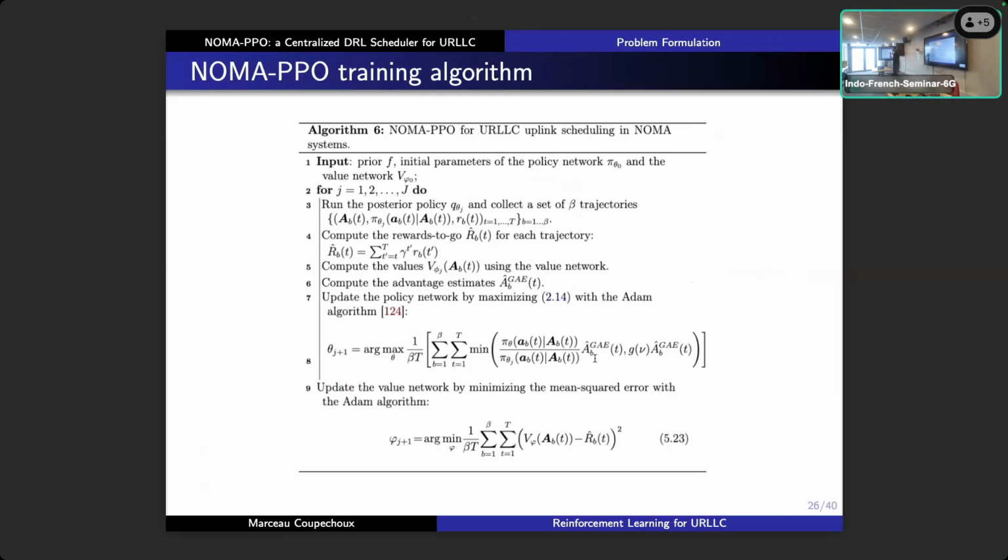So it means that you run your policy for several trajectories. You compute the rewards to go, so it will give you an estimation of your value function. You compute the value function using a value network. Then you can compute the advantage function. You update the policy with gradient ascent, and then you update the value network by minimizing the mean square error between the return you have along your trajectories and the value function that is parameterized by the parameter phi.